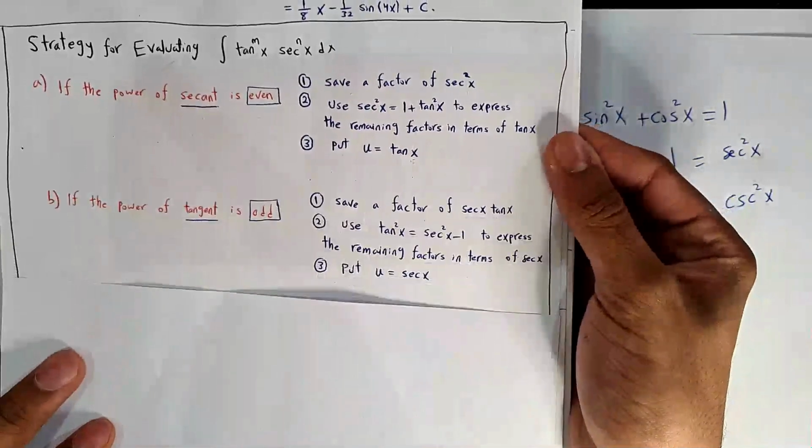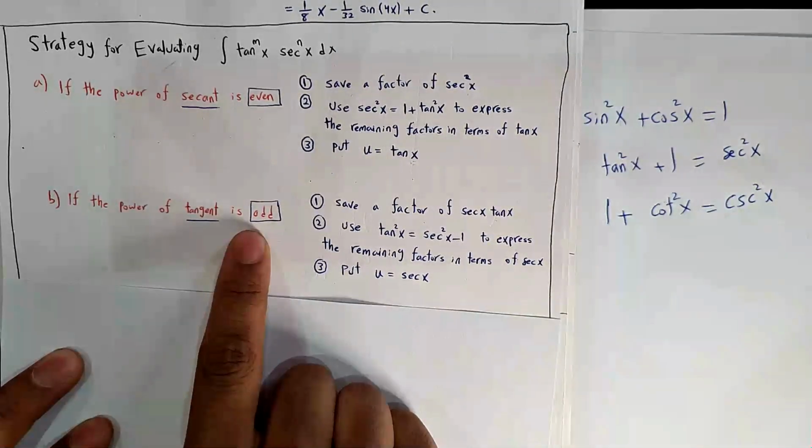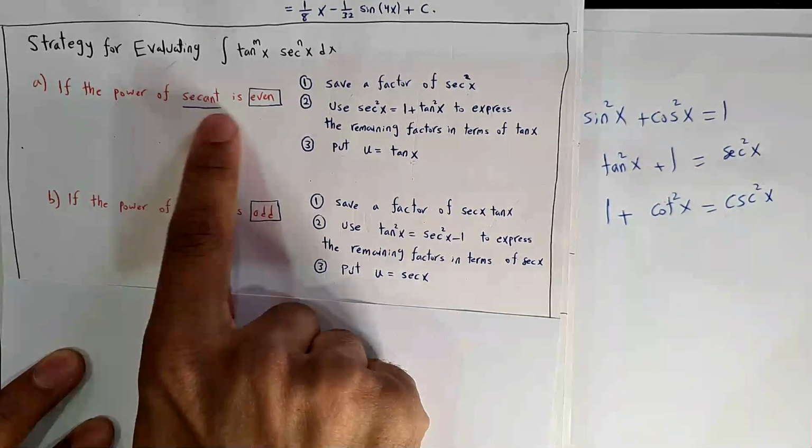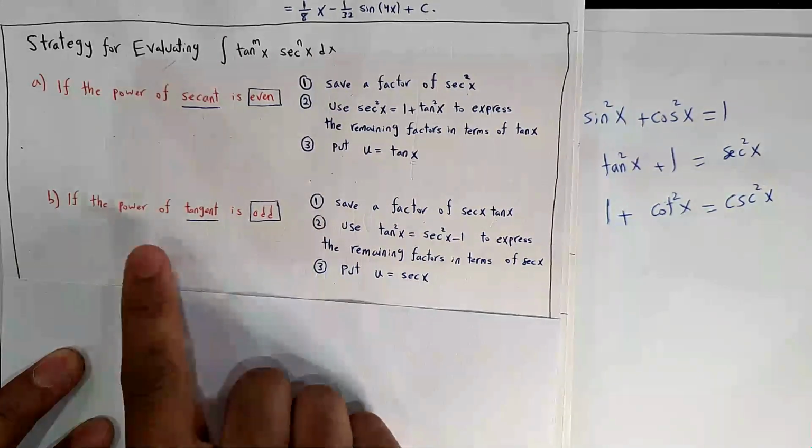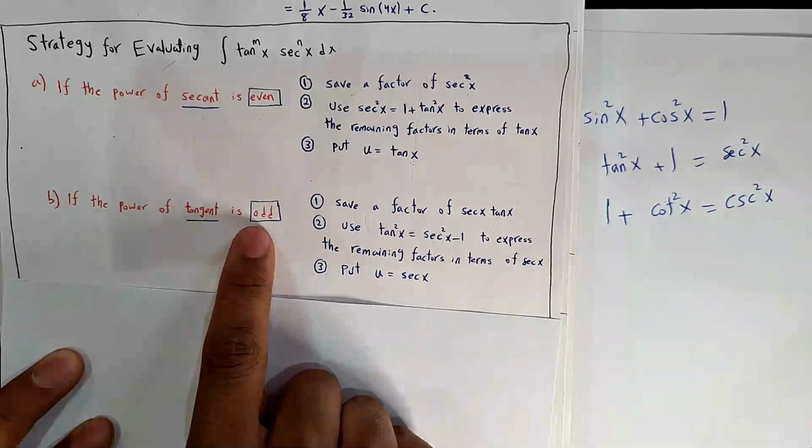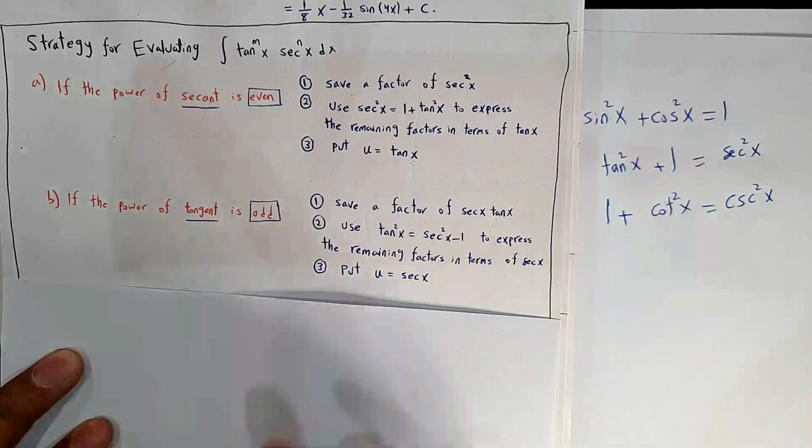Similar to this, we have part B. It says if the power of tan is odd. Look here. For the secant, we need the power to be even. For the tangent, we need the power to be odd. Then we follow these steps.